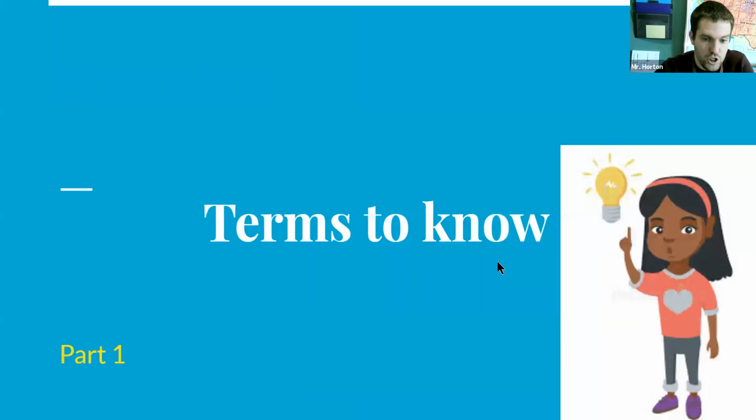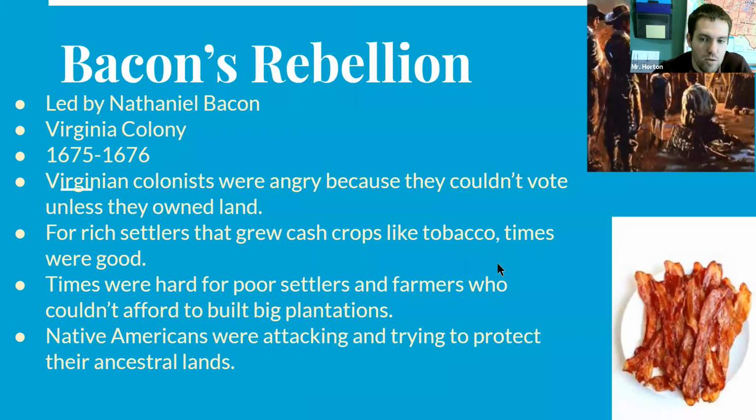So part 1 covers terms that we need to know. So let's take a look at some of the terms. There's 7 terms that'll help us answer the rest of our questions here. So our first term is Bacon's Rebellion.